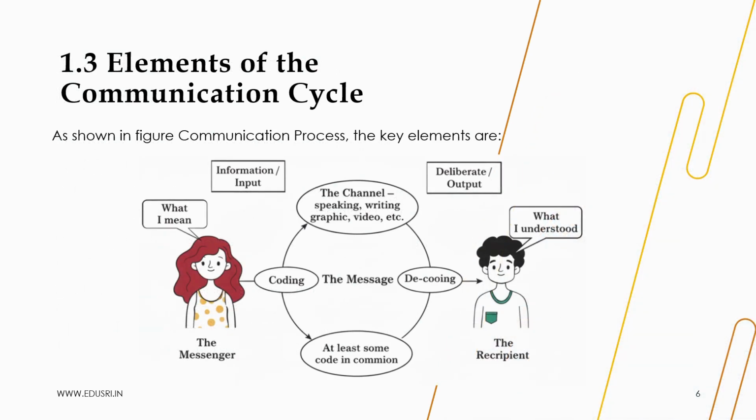These are the key elements of the communication cycle. The sender begins with an idea, what they mean to say. This idea is then coded into a message using words, gestures, or visuals. The message travels through a channel, such as speaking, writing, or video. The receiver decodes the message to understand it. And effective communication happens only when both share a common understanding.